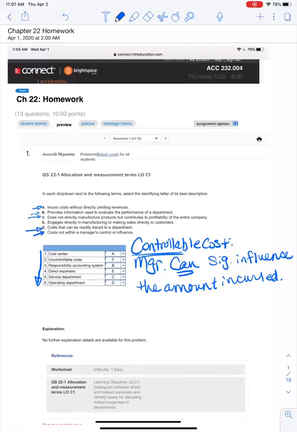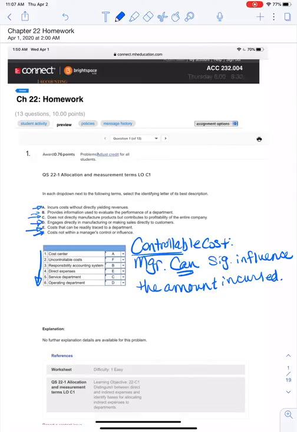So that functionality is how these service departments are going to be able to influence the profit of the company. And that's exactly what it tells us here in letter C. Then number 6 asks us what an operating department is. And since it's the last one, we know it's going to be D. But let's see if it makes sense.